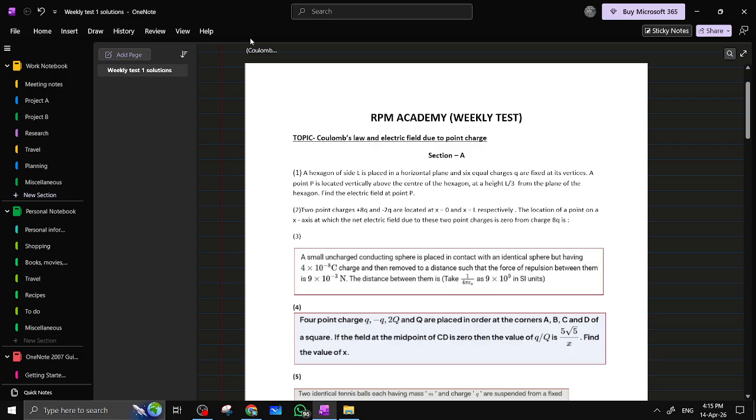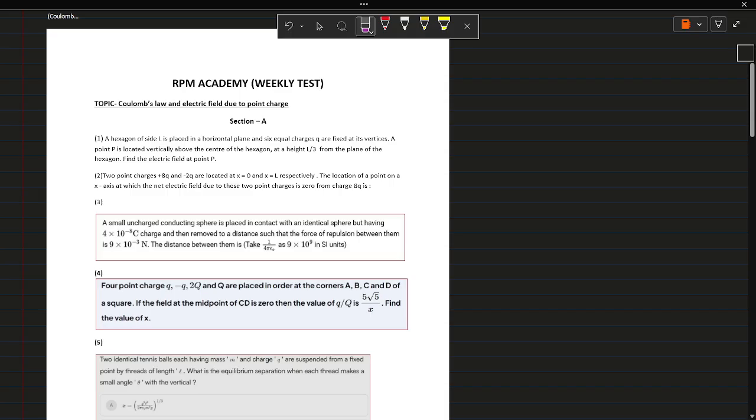So here I'm giving you the solution of the weekly test which we organized on Saturday. The topic was Coulomb's law and electric field due to point charge. So just look at section A.